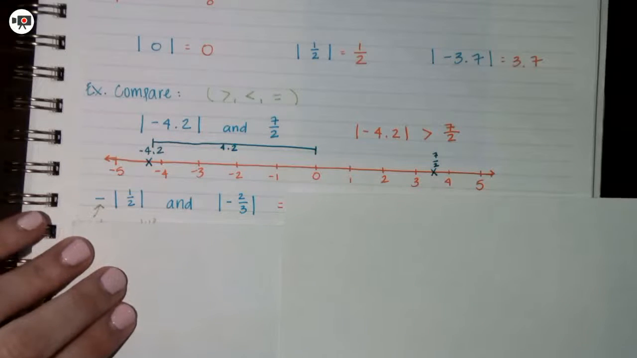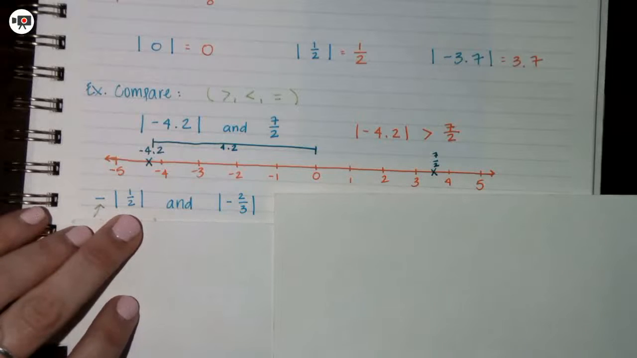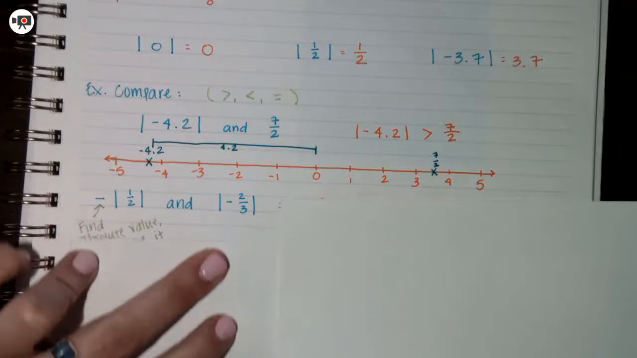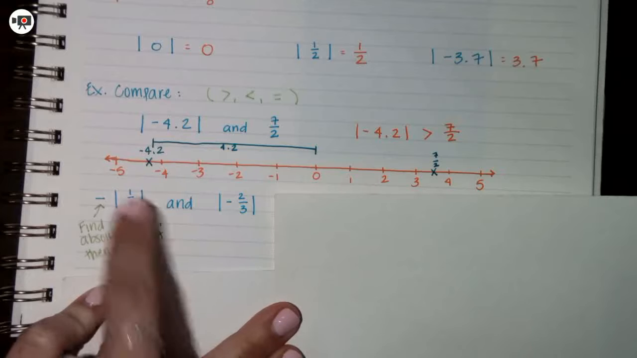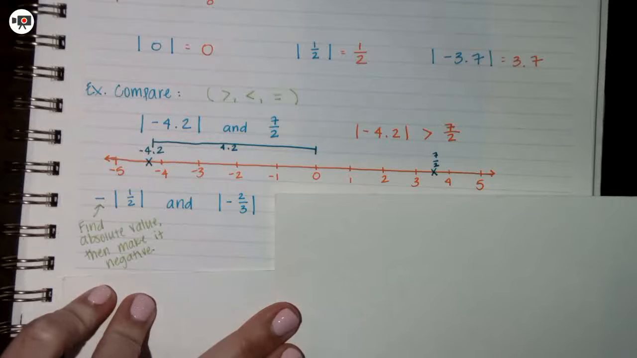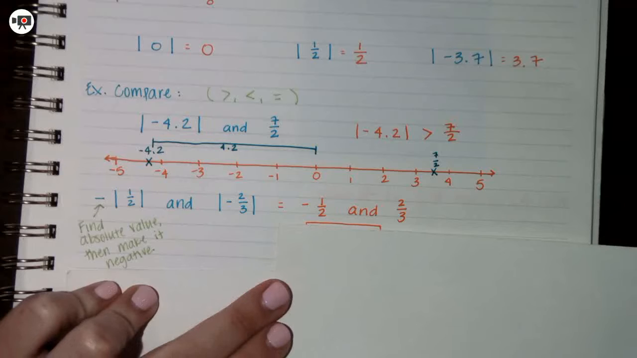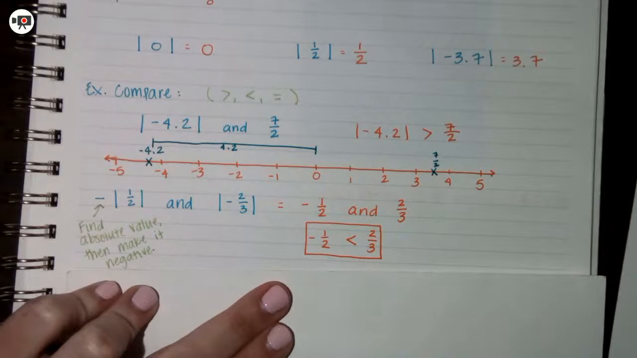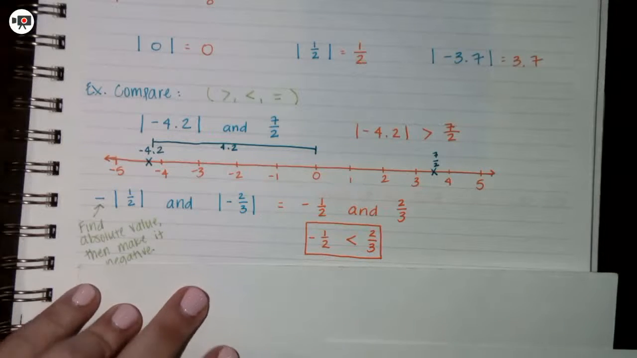If I compare negative absolute value of 1/2 and the absolute value of -2/3, this negative on the outside, you're going to find the absolute value, then you're going to make it negative. So that's going to be -1/2 and 2/3. So 2/3 is greater than -1/2.